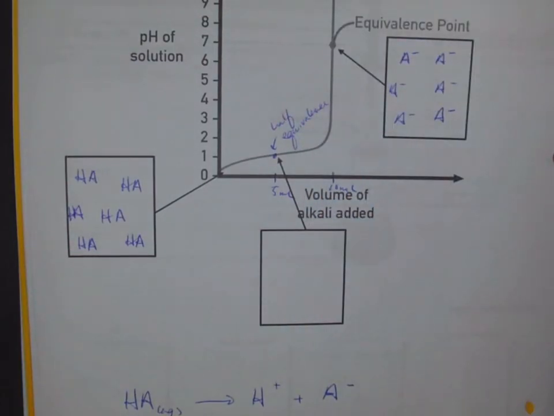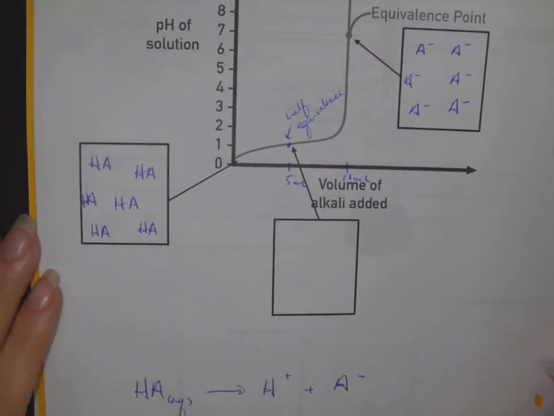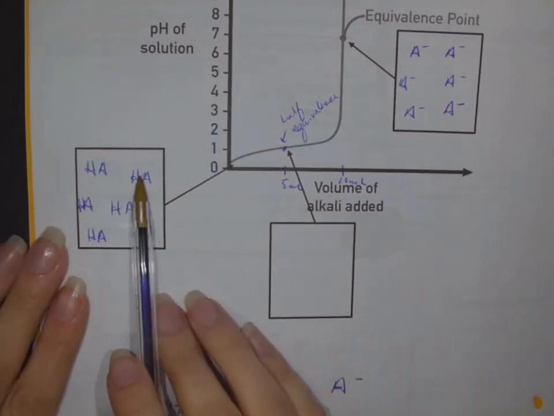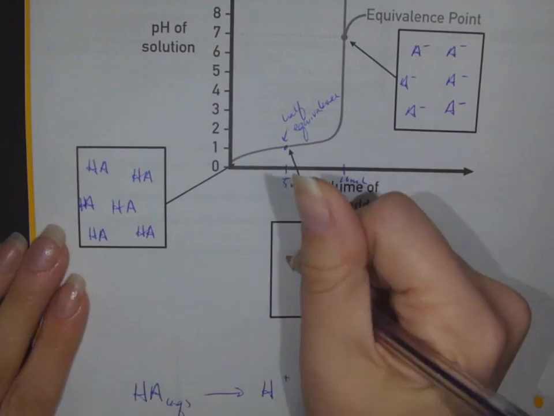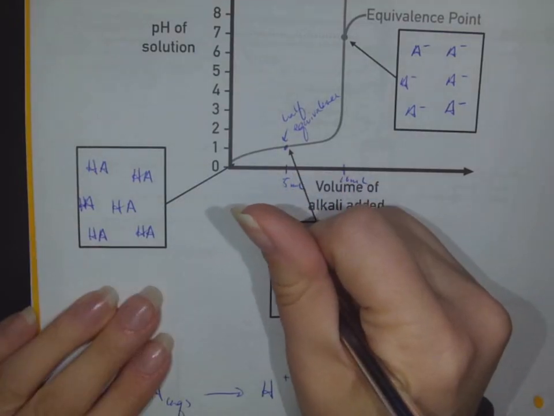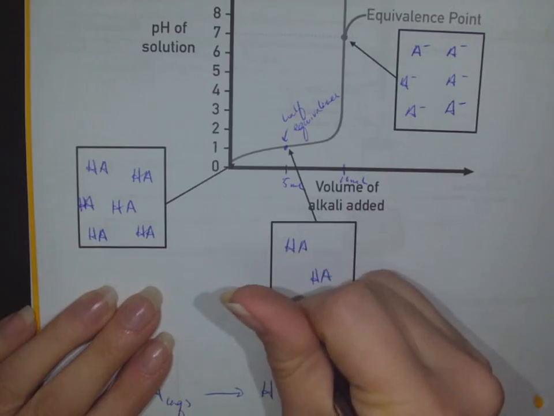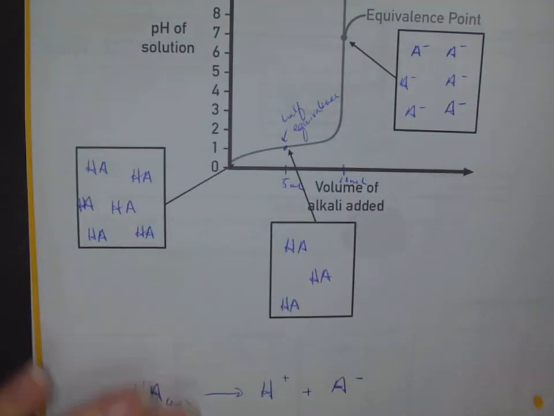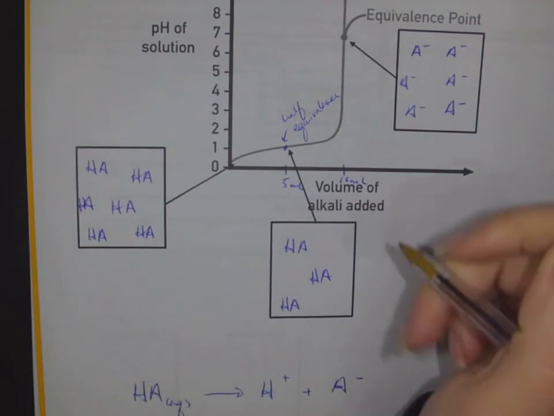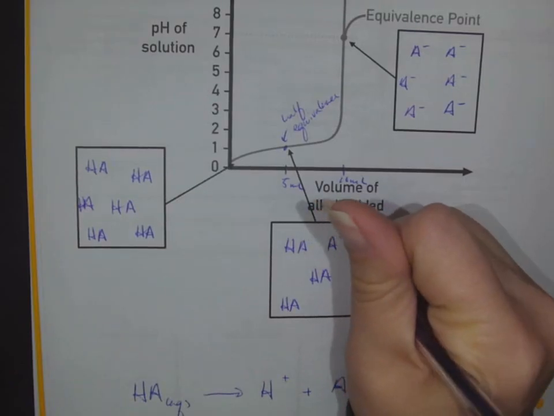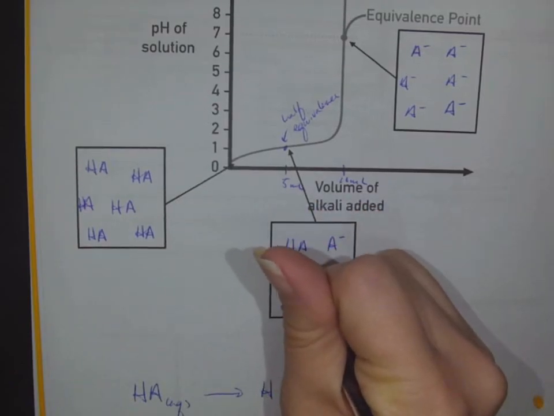Okay, this is the half equivalence point. And at this half equivalence point, something really interesting happens. The moles of the original acid, half of them have reacted, and the other half are equal to the conjugate base.